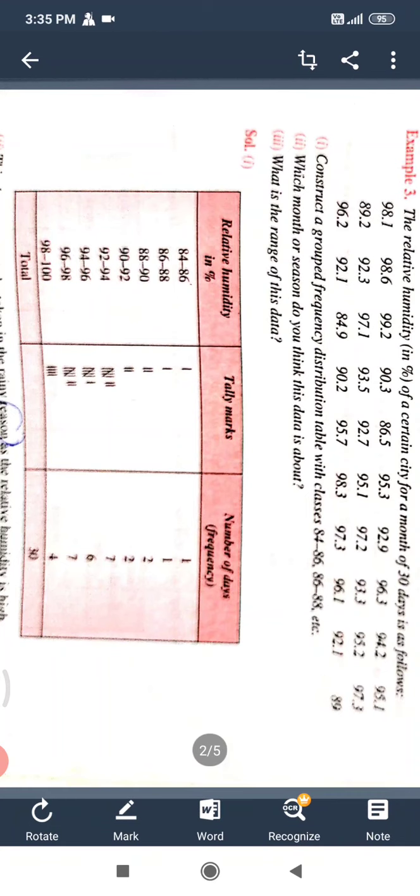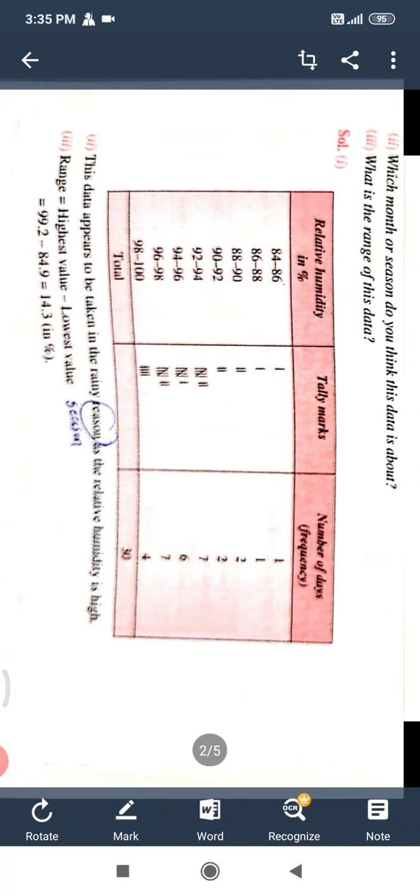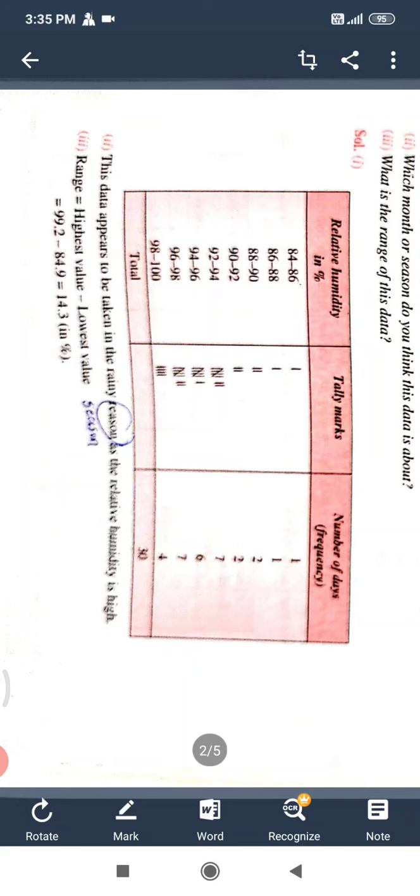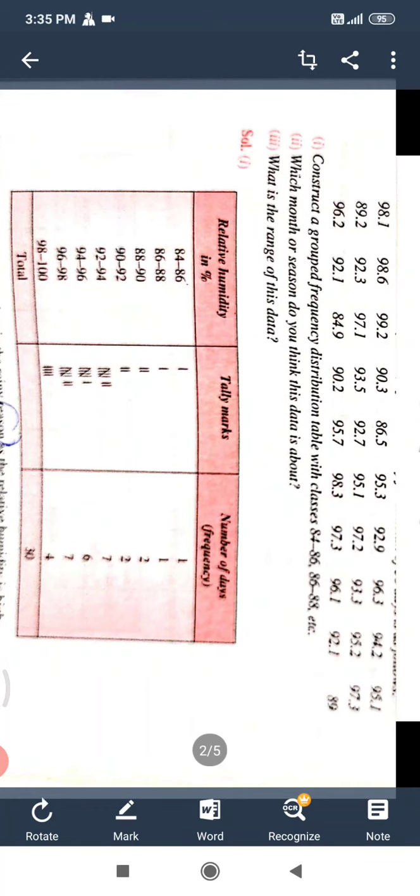Okay, but the first class is given, 84 to 86, then we can make the other classes. So to draw the frequency table, make 3 columns: relative humidity in percentage, tally marks, and number of frequency. Okay, so in the first column write down the classes first, that is class intervals, or we can call them classes also. First is given, 84.